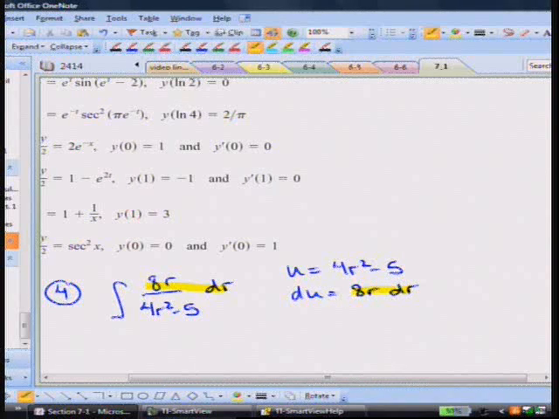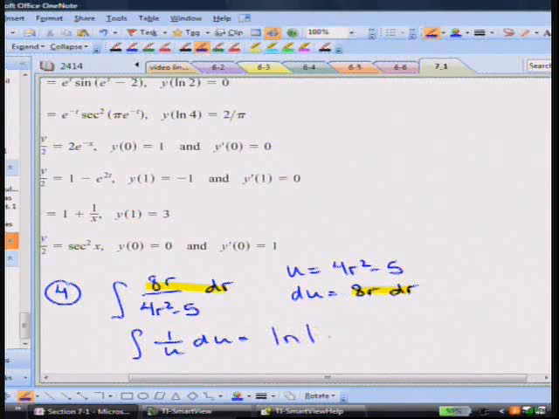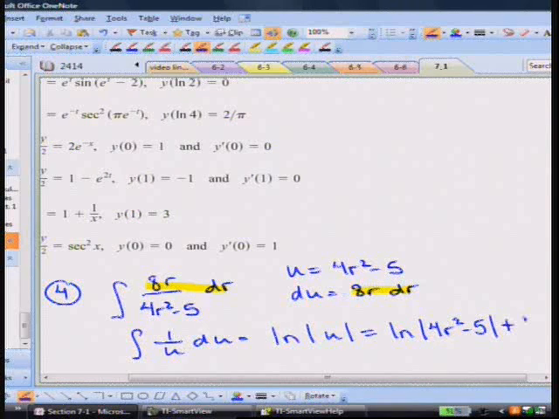And then that's nice. This will be replaced right there. So it's just going to be the integral of 1 over u du, which is just the ln of the absolute value of u, where u here was 4r squared minus 5. So this is the ln of the absolute value of 4r squared minus 5 plus c. Okay?